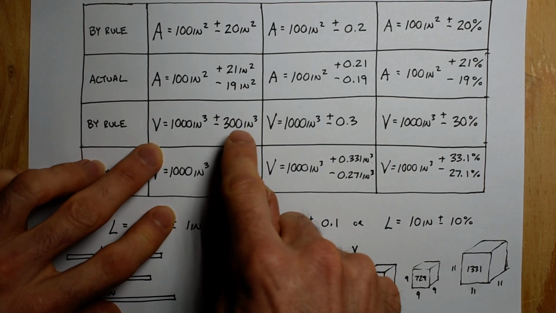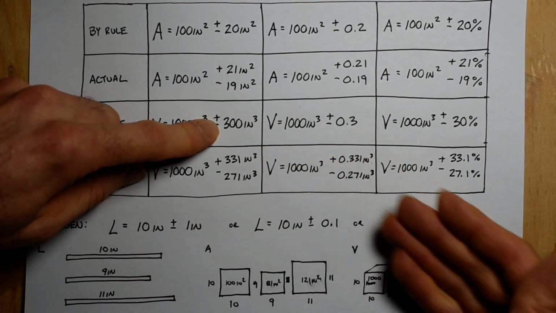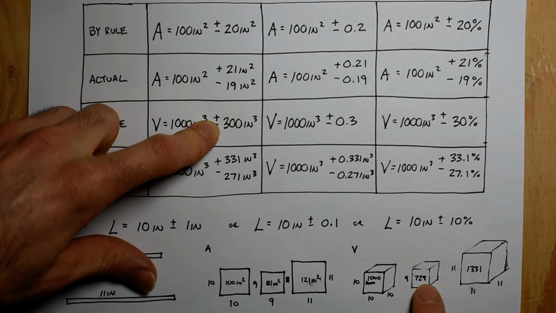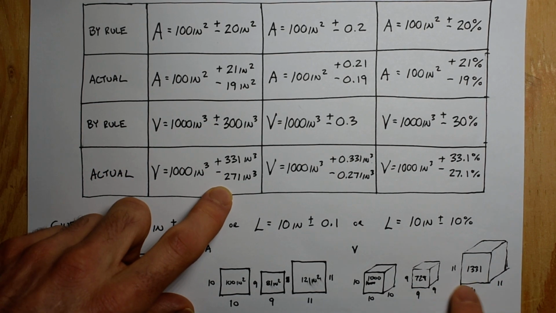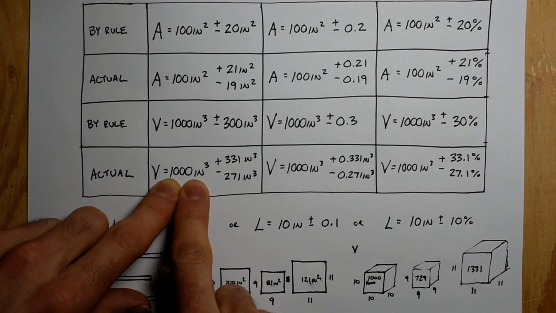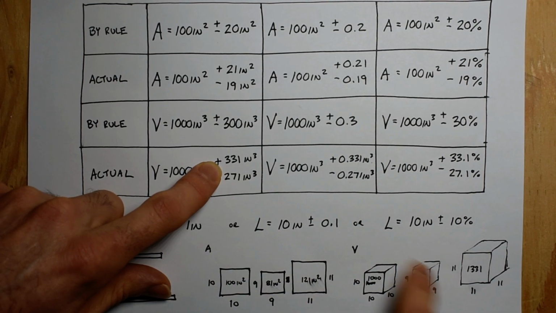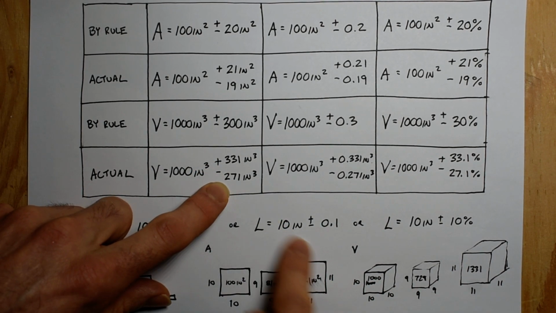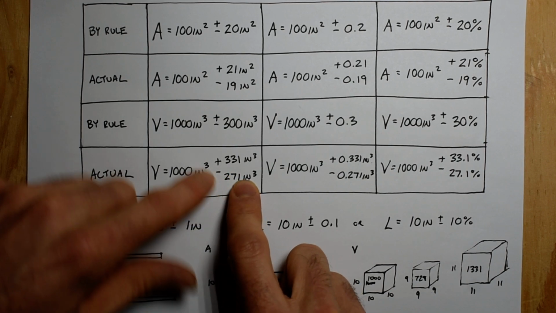So now we know the rule-based uncertainty, but what is the exact actual uncertainty? Because 10 times 10 times 10 becomes 1,000, 9 times 9 times 9 becomes 729, and so forth. 11 becomes 1,331. So you're going to have 1,000 plus 331 or minus 271. So here's your actual uncertainty.